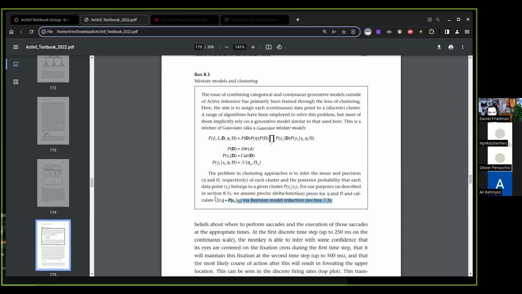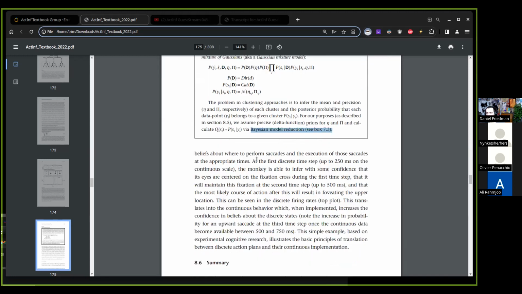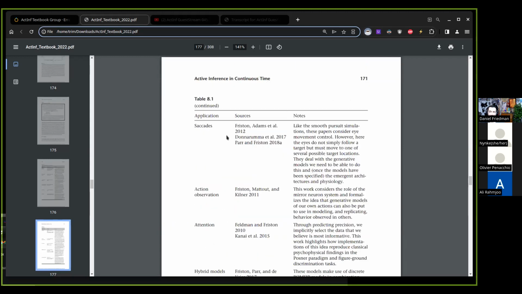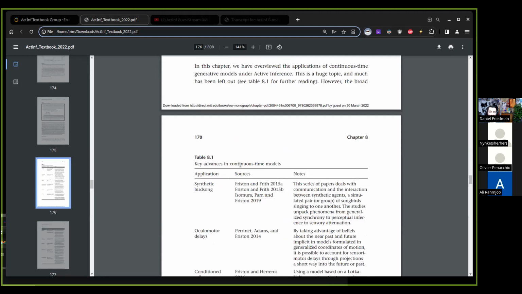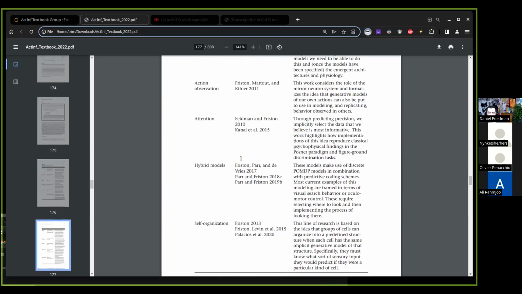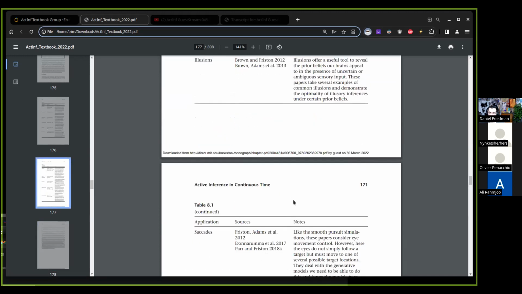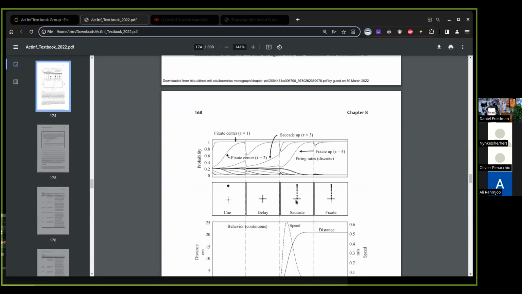This engages the challenge of Bayesian model reduction, Bayesian model selection, structure learning. Table 8.1 closes with some discussion of continuous time model advances. And that ends the relatively short but pretty dense chapter 8.